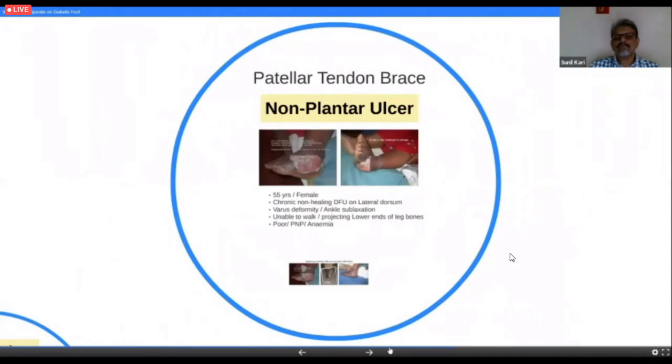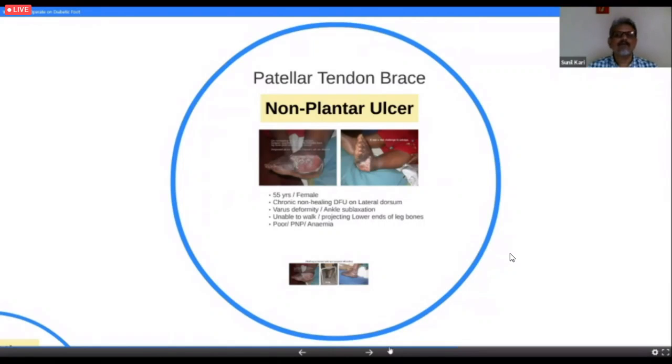So let us go with the evidence of what exactly we have done in our setup. We planned a patellar tendon brace for a non-plantar ulcer, in a 55-year-old lady with a chronic non-healing DFU on the lateral dorsum of the foot, where you can very well appreciate there is a varus deformity with ankle subluxation. She was unable to walk due to a projection of the lower end of the bones through the wound. This was a case of acute Charcot, treated as cellulitis, and they went for a release incision. Since then, it has been non-healing.